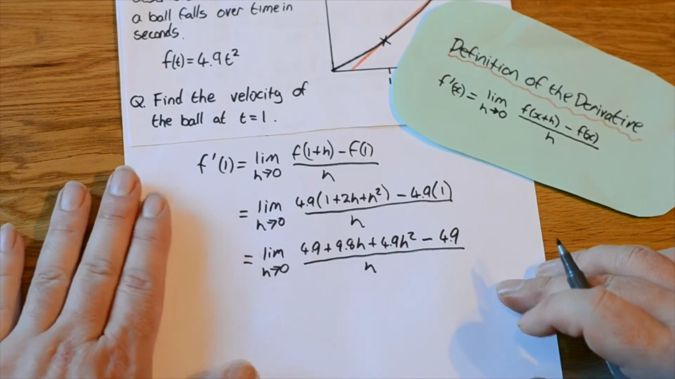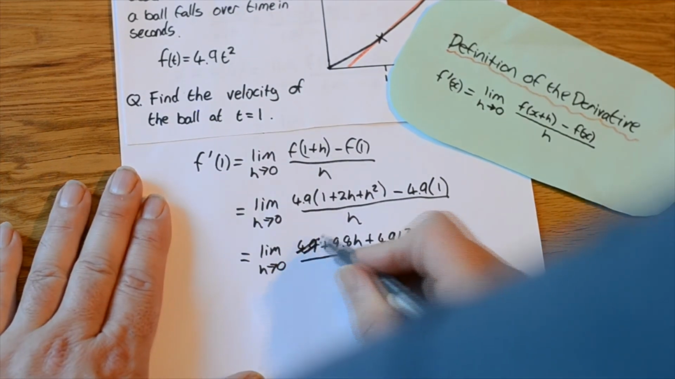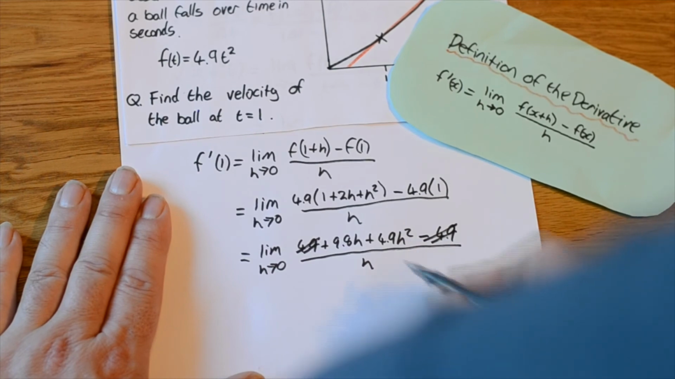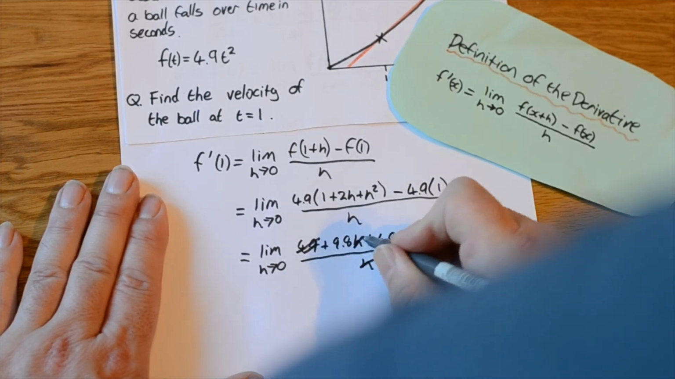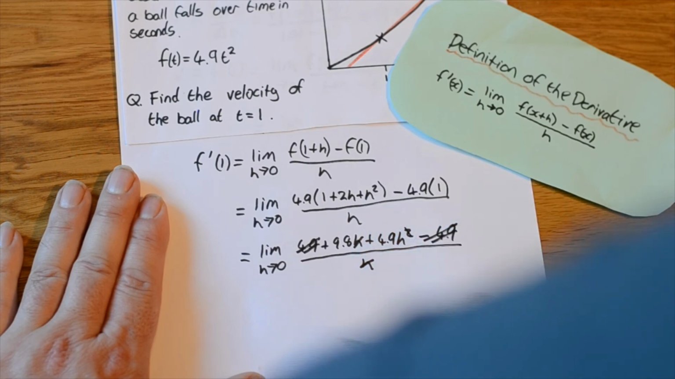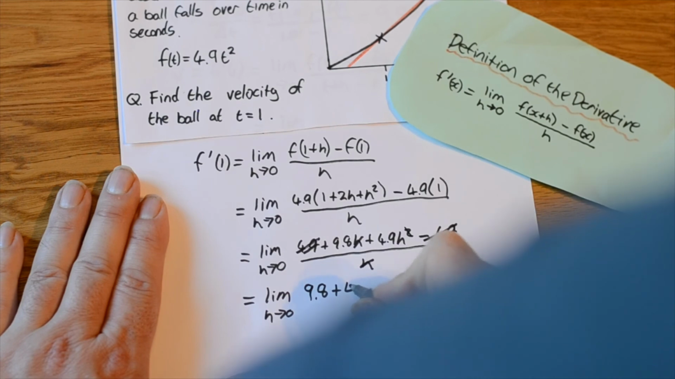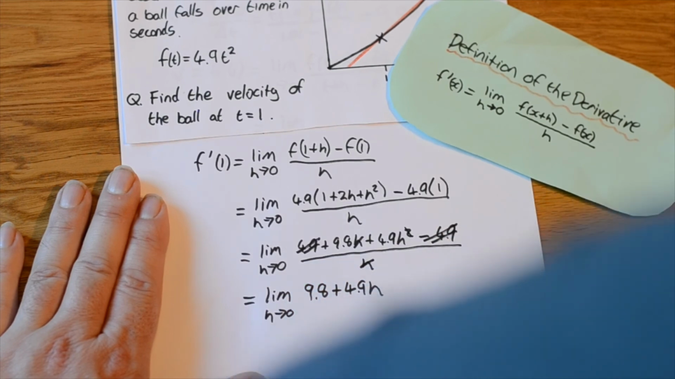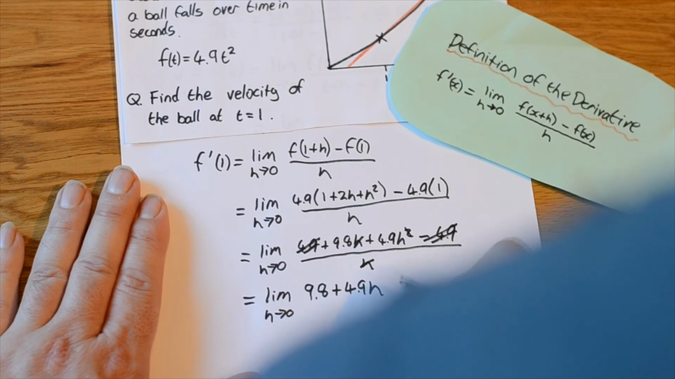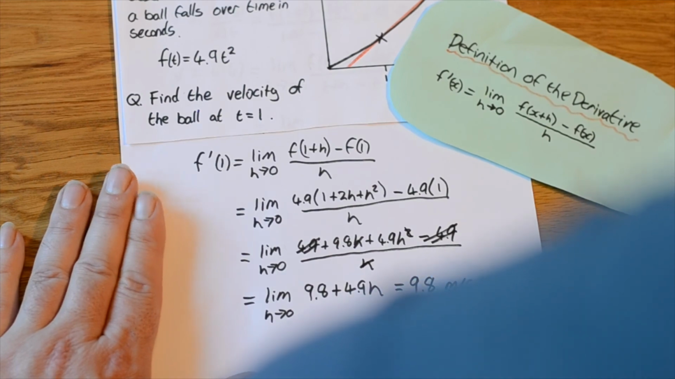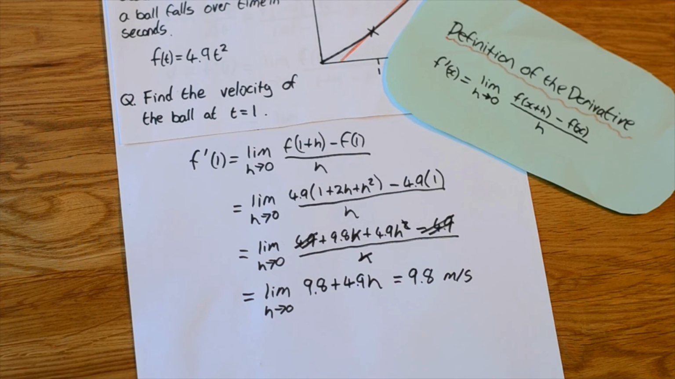We need to make some simplifications. We have a plus 4.9 here and a minus 4.9 here. We have an h here, an h here, and an h squared here, so we can remove that. Our simplification is going to be the limit as h approaches 0 of 9.8 plus 4.9 h. Now if we let h approach 0, this term will also approach 0, giving us a result of 9.8 meters per second, which, as you should recognize, is acceleration due to gravity.